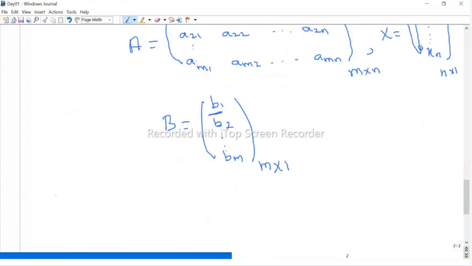So the matrix A is called the coefficient matrix because we form this matrix using the coefficients. Therefore, we call it a coefficient matrix.